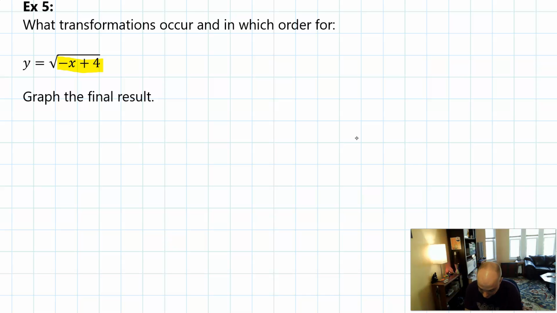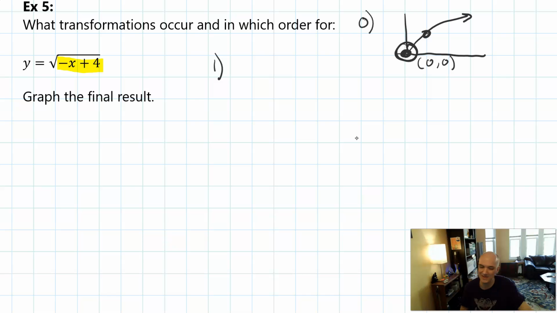Step 0. Think about your parent graph. The parent graph has some really important points. It looks like this, but the most important point is 0, 0. It's not really the vertex, but it's like the vertex. So the most important thing to figure out is what x value is going to make everything underneath the root equal to 0, because that's where this graph is going to start.